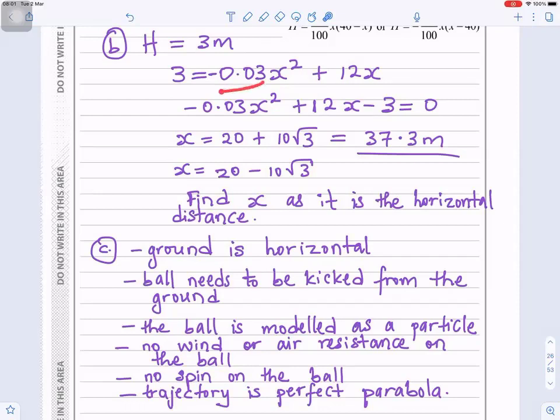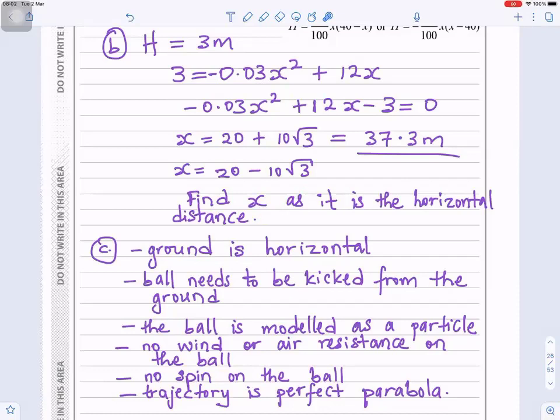Take the minus 0.03 x squared plus 1.2x. You take the 3 to this side, it becomes minus 3 equal to 0. Put that in your calculator. You will get x to be 20 plus 10 root 3, which is 37.3 meters. And x is 20 minus 10 root 3. So we find x as it is the horizontal distance.